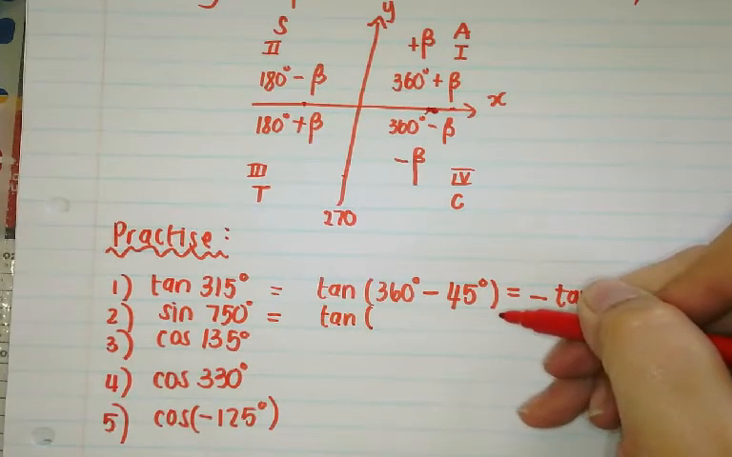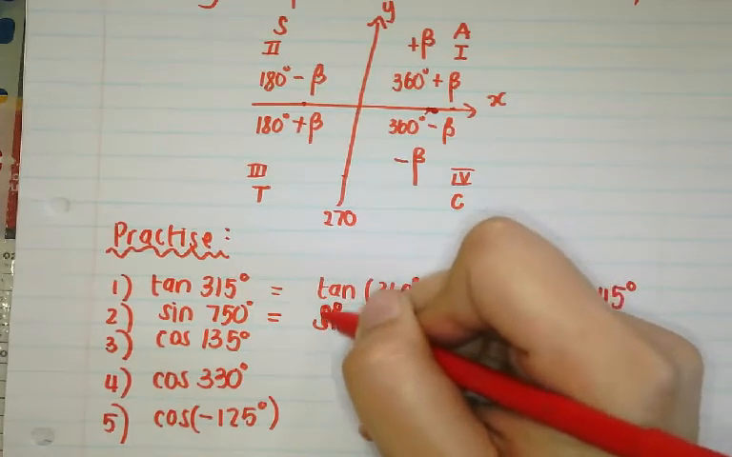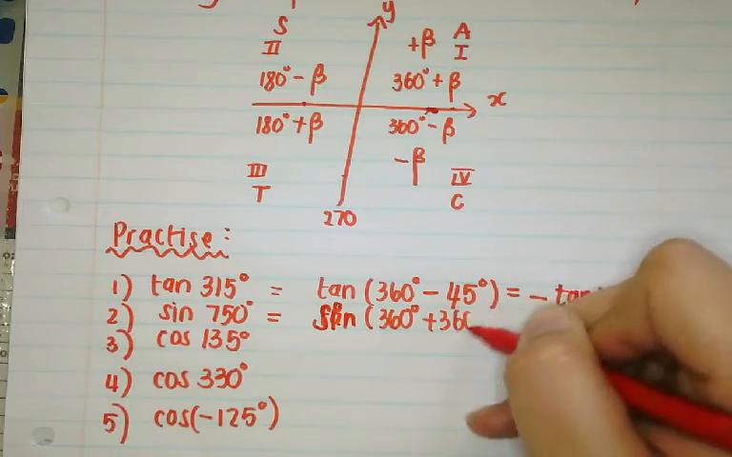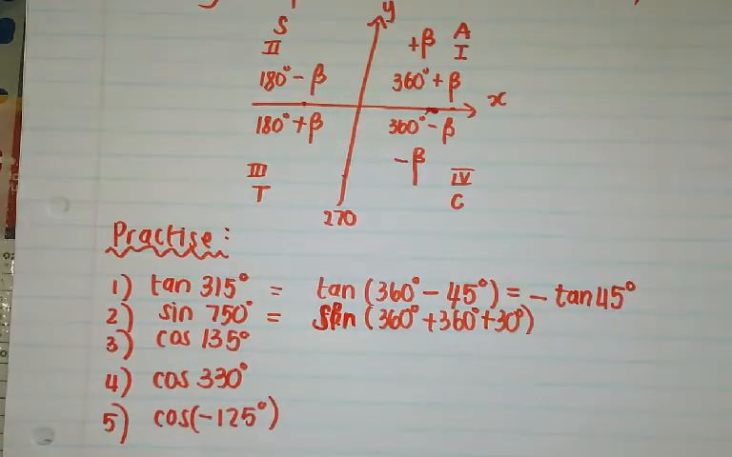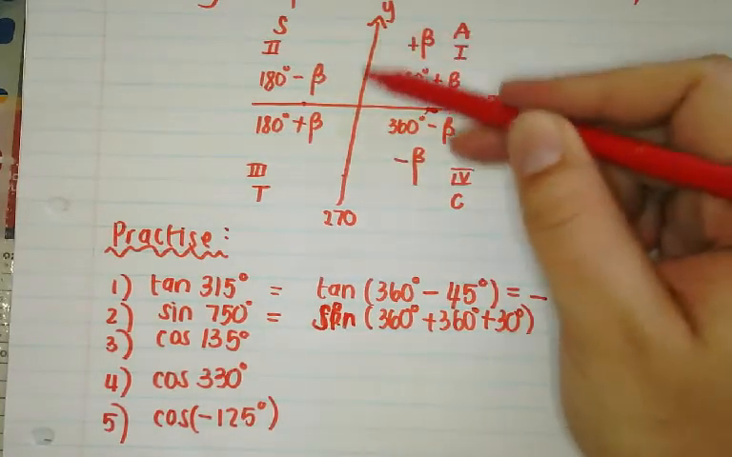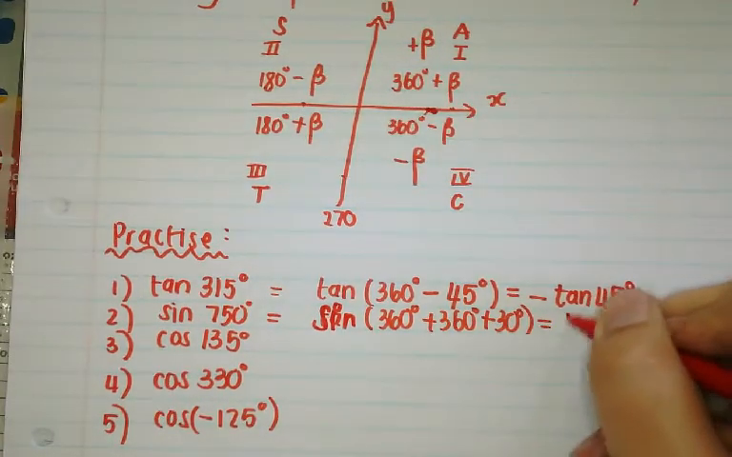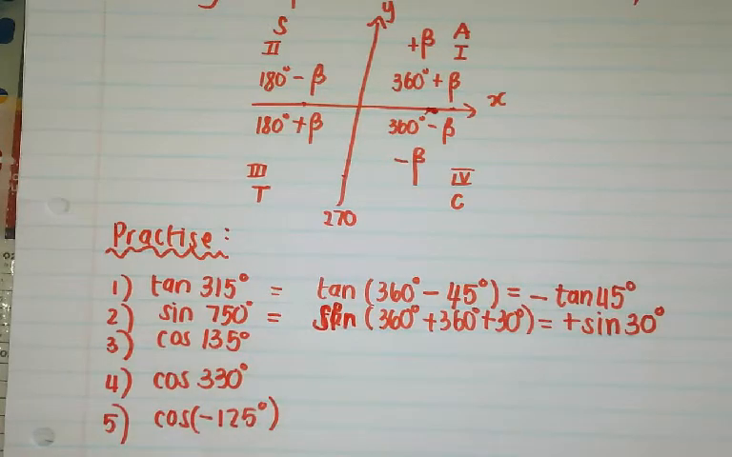So my reduction would be the same as this sign. So it's 360 degrees plus an additional 360 degrees plus the 30 degrees. And am I positive or negative in that quadrant? So 360, 360 plus 30, positive sign or negative sign? Positive sign. So remember, every 360 degrees it repeats.